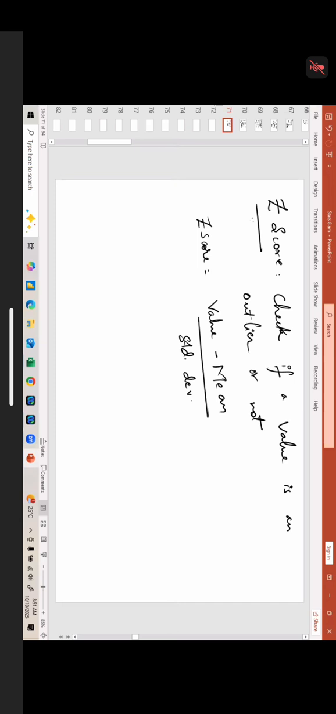Let's take a small data set and see an example. Our data set, for example, is 100, 200, 300, 400, 500, 700, 10,000 and 8,000. We want to check if any of the values is an outlier or not. How can we check this using Z score? First, we need to find the mean value. Then we need to find the standard deviation value.